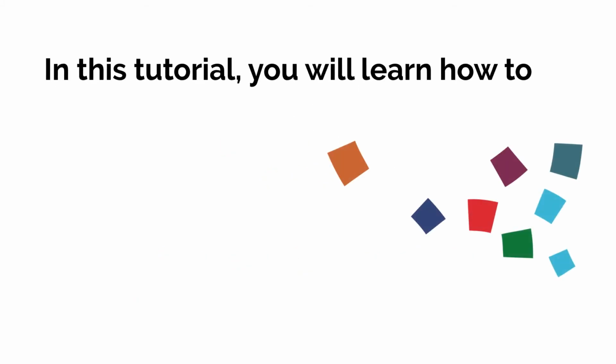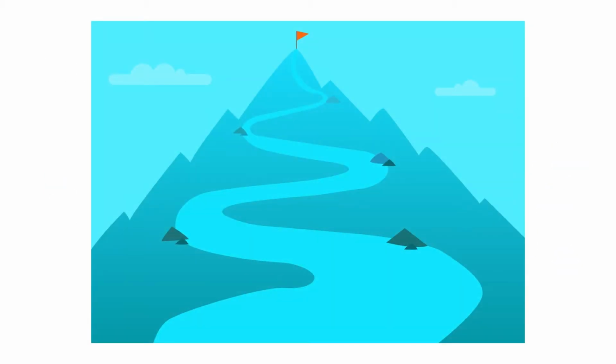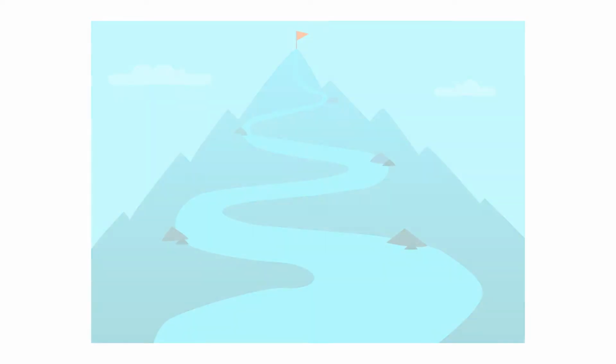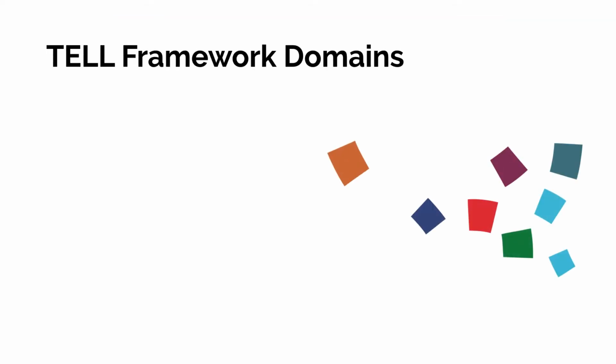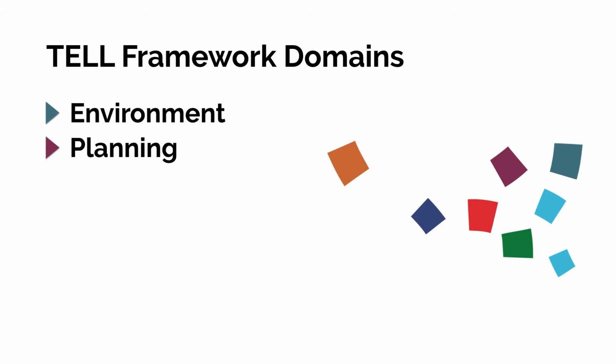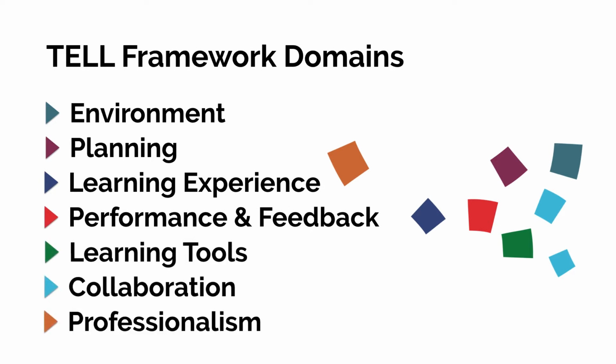In this tutorial, you will learn how to complete the self-assessment on Catalyst. One of the major functions of Catalyst is to identify goals for professional growth for world language educators. Before setting goals, users are able to take an in-depth self-assessment based on the Teacher Effectiveness in Language Learning, or TEL framework domains, which includes environment, planning, learning experience, performance and feedback, learning tools, collaboration, and professionalism.